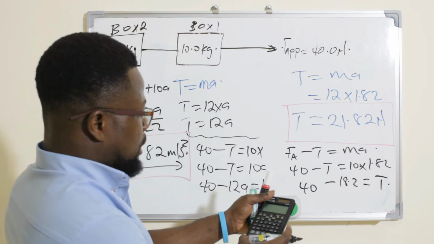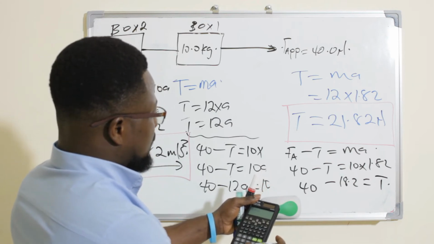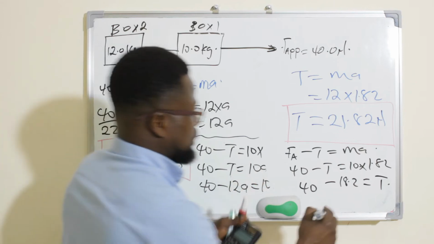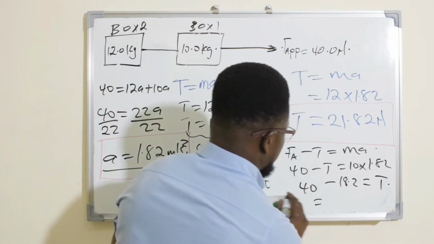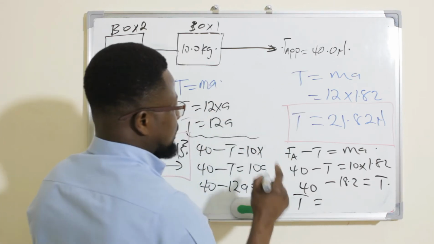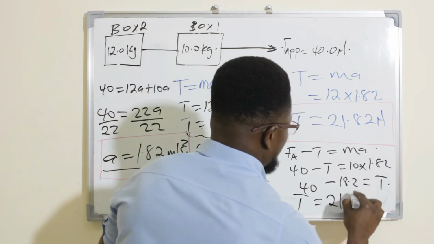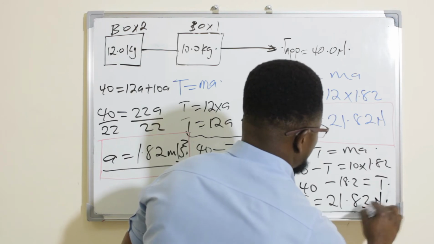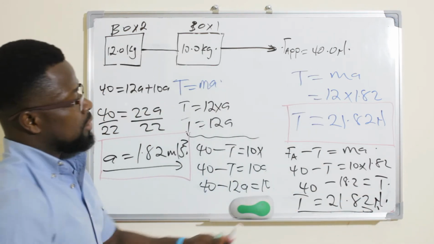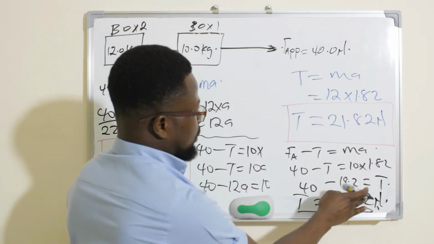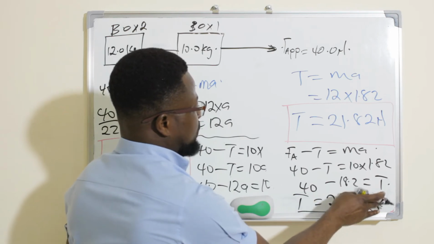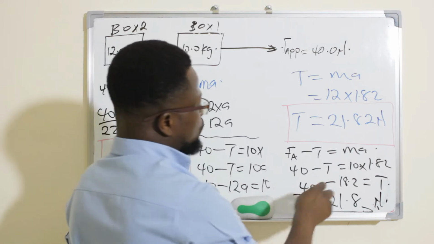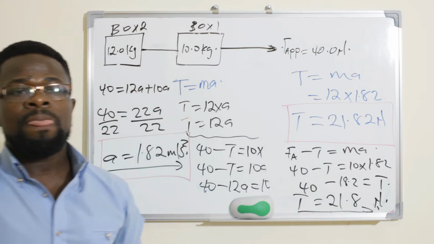Now we have 40 minus the 18.2, and once you do that, we're still going to get the same answer, that our tension is again 21.82 what? Newtons, right? Or 21.8, which is approximately the same value there. If I take this, it's approximately the same value as this. So whichever one we make use of, we should have the same answer.